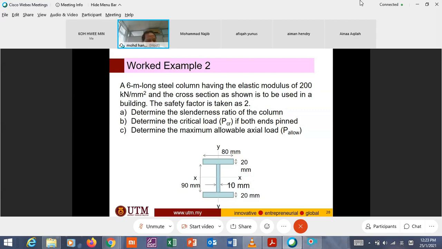Okay, this is the second example. A 6-meter long steel column having the elastic modulus of 200 kilonewton per millimeter squared. Remember, the unit of E value is kilonewton per millimeter squared, or kilonewton per meter squared. Determine the slenderness ratio of the column. Determine the critical load if both ends are pinned. Determine the maximum allowable axial load P allowable.